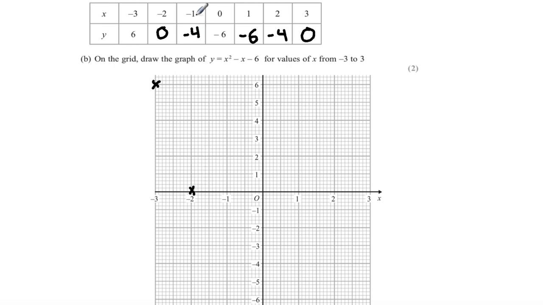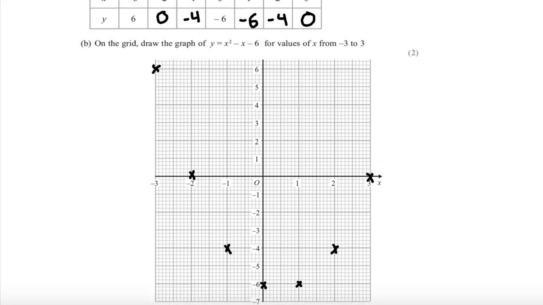We have minus 1 and minus 4, so minus 1 and minus 4. We have 0 and minus 6, so 0 and minus 6 is over here. We have 1 and minus 6, so 1 and minus 6. We have 2 and minus 4, so 2 and minus 4. We have 3 and 0, so 3 and 0 goes over here.